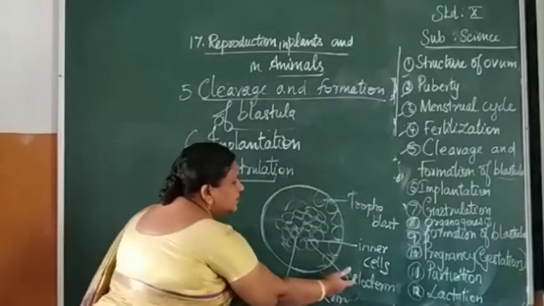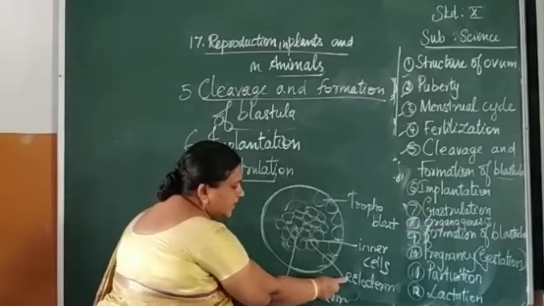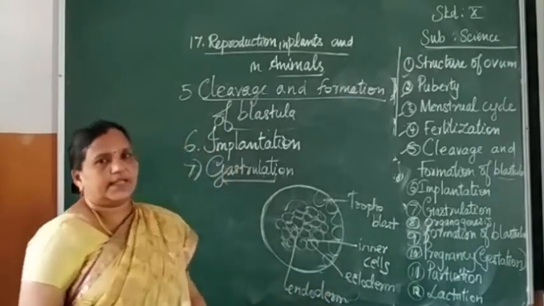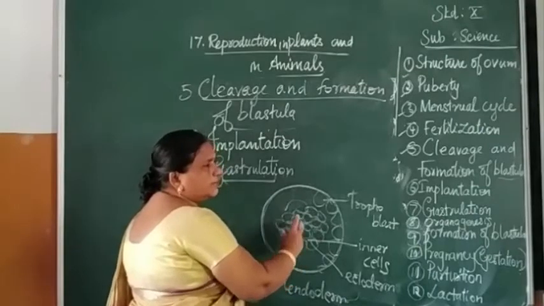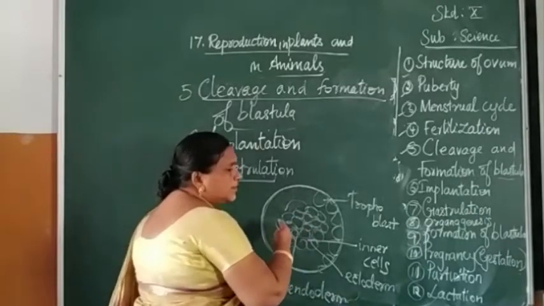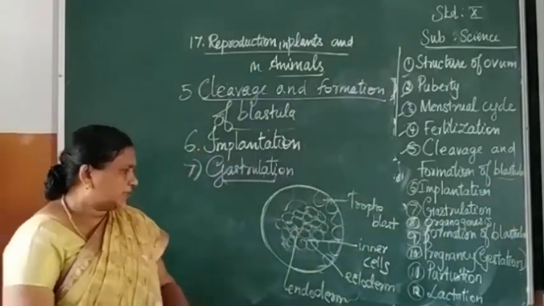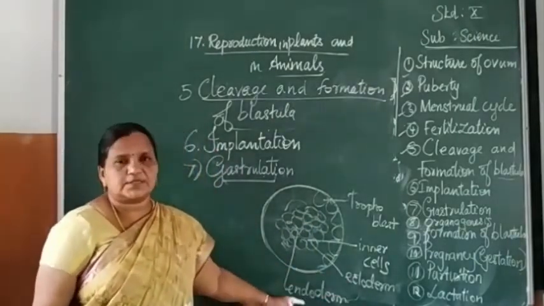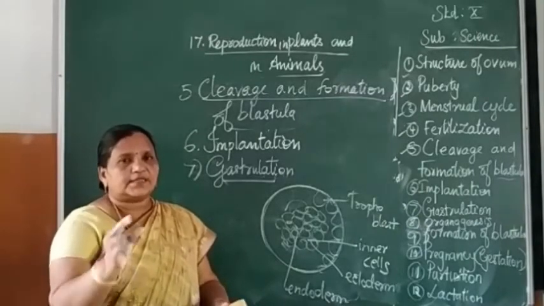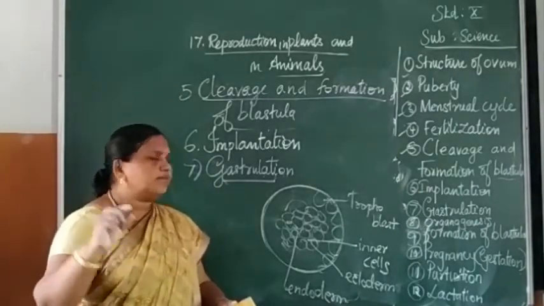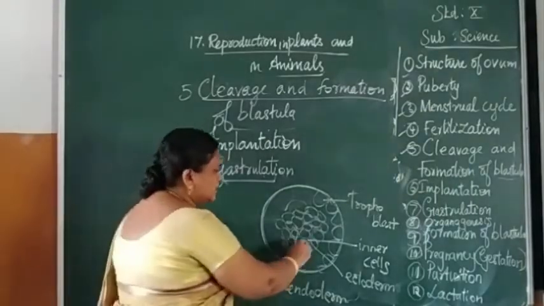In between this ectoderm and endoderm, 2 layers are formed: the ectodermal layer and the endodermal layer. In between, some of the cells will be left out because they are not able to join with the ectodermal or endodermal cells. They come alone and form the third layer, in between the endoderm and the ectoderm. That is the middle layer, called the mesoderm.